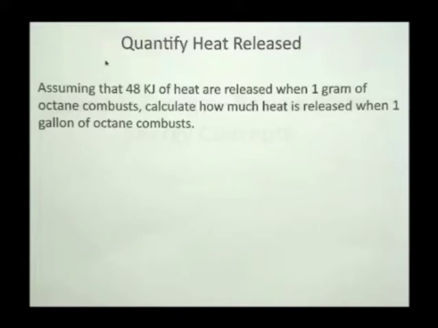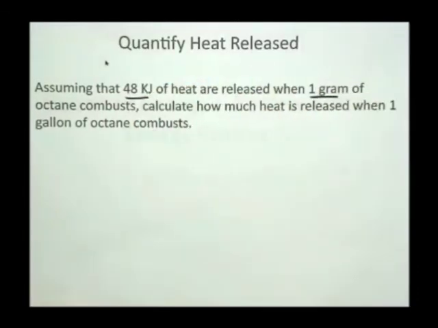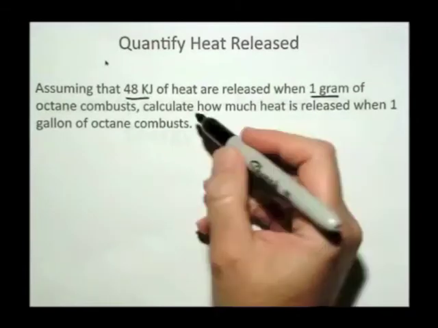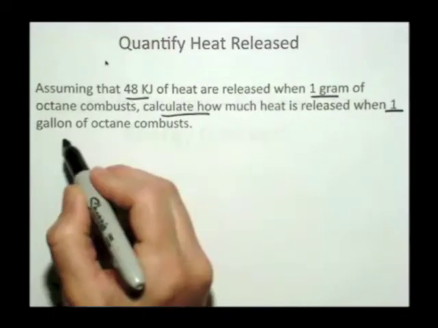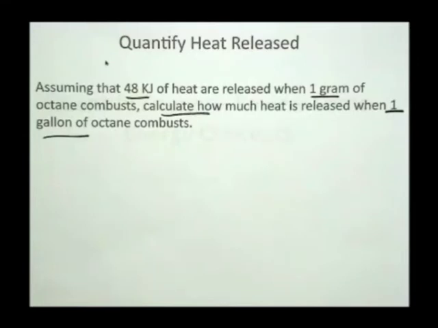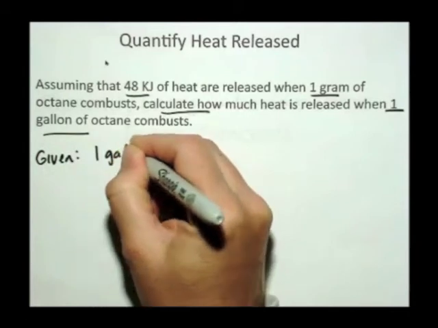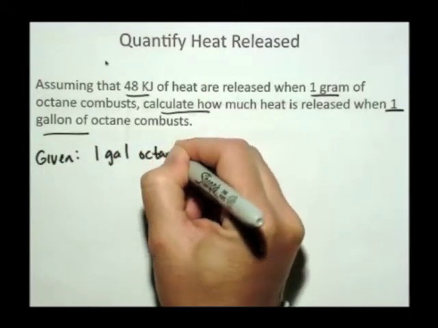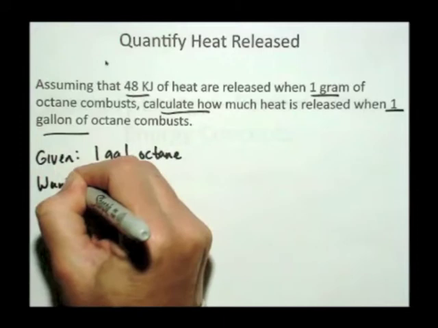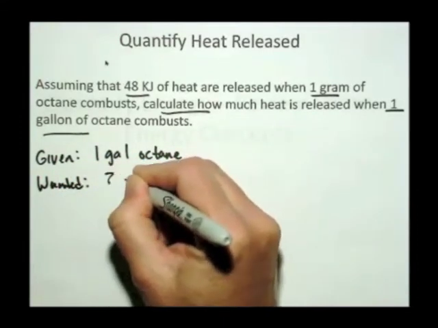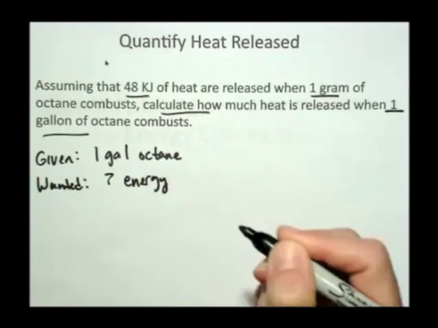Okay, so the information that we know about octane is that it gives off energy. 48 kilojoules of heat energy is released when 1 gram of octane combusts. All right, that's a known quantity about octane. So then you can calculate how much heat would be released if you were to burn 1 gallon of octane. So in this case, what's given is a certain amount, 1 gallon of octane, and what's wanted is how much energy is given off. In this case, it's in the form of heat.